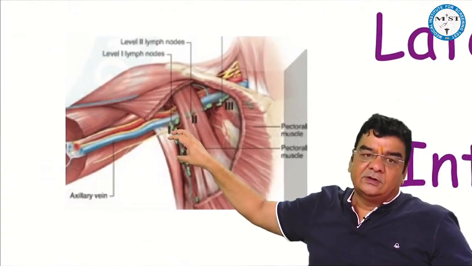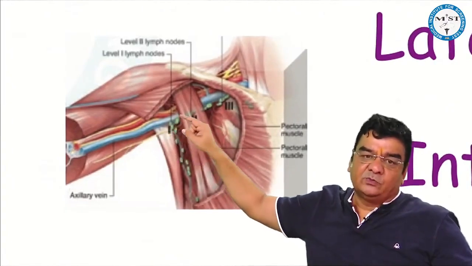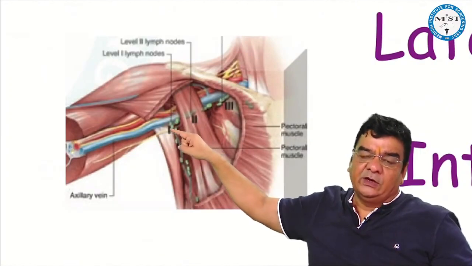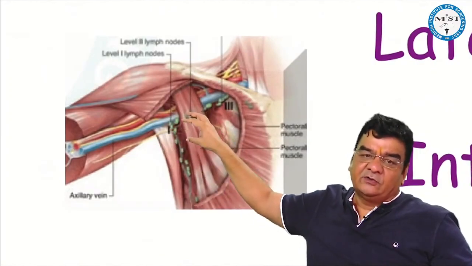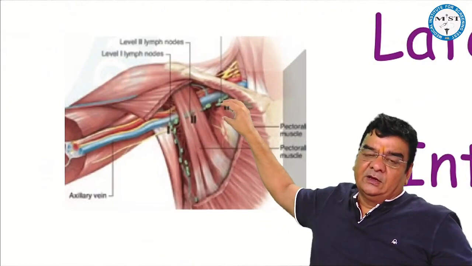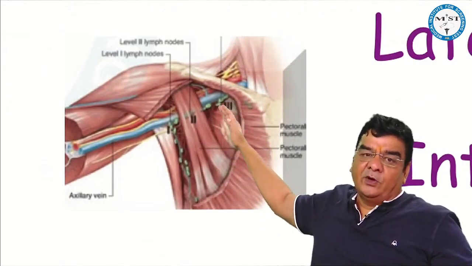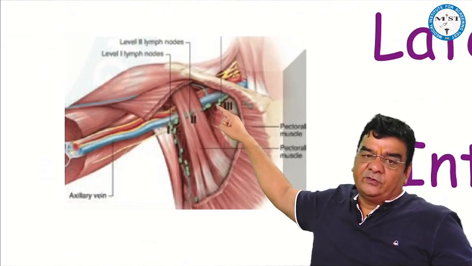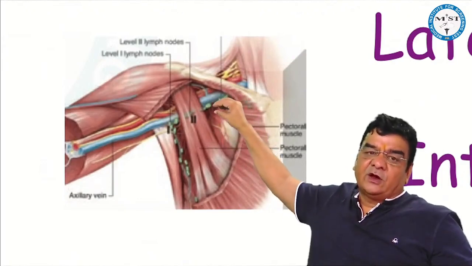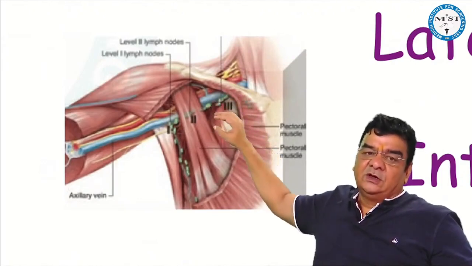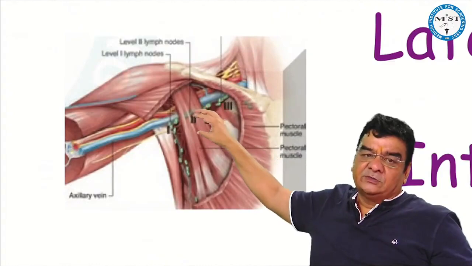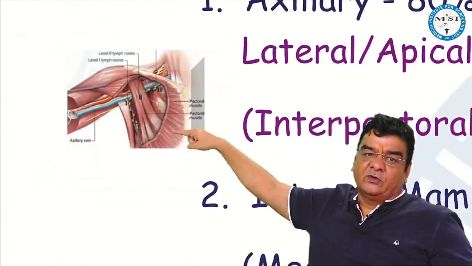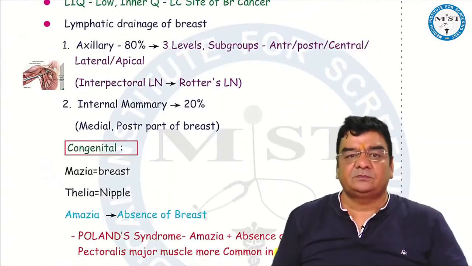Anterior along the lateral thoracic vessels, posterior along the subscapular vessels, lateral along the axillary vein, central in the center of the axilla, and apical, which are above and medial to the pectoralis minor in continuity with the lateral lymph nodes. These are infraclavicular lymph nodes. Lymph nodes which are between pectoralis major and minor are the interpectoral lymph nodes or the Rotter's lymph nodes.